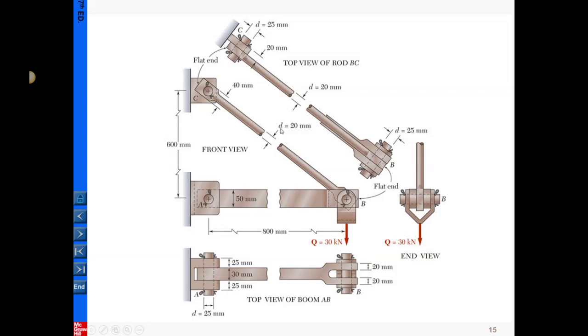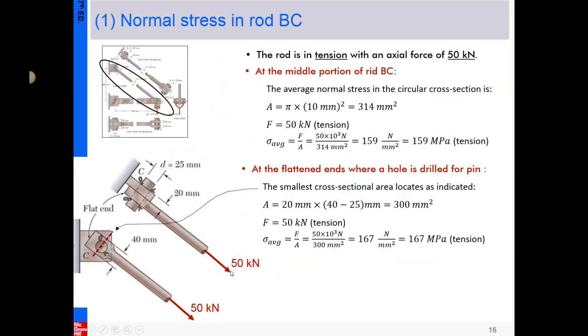And also here you can see for each bar we are given detailed dimensions. For example, BC is a circular shaft with diameter 20. And AB has a rectangular cross section and a height of 50. And from the bottom view, the width is 30. Okay, so here that we have the basic information, we can move on to determine the stress at different locations.